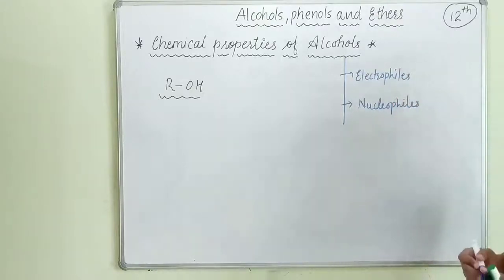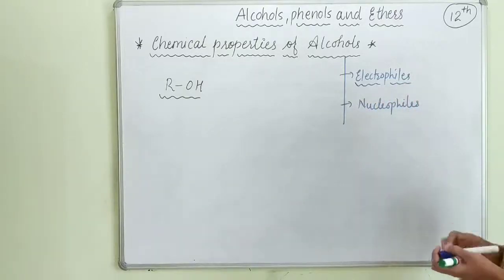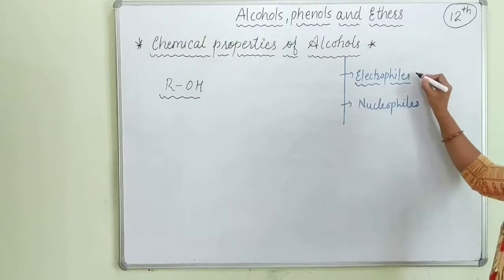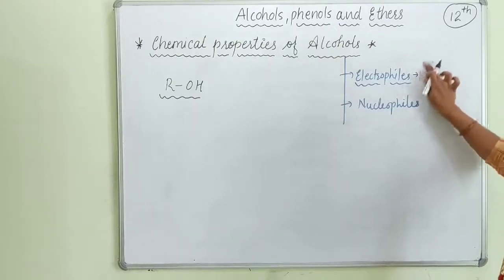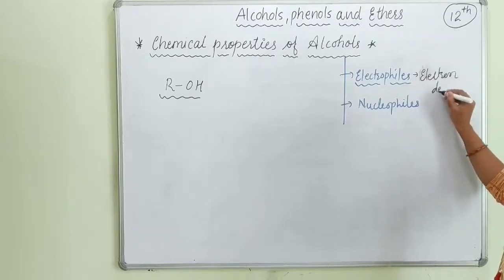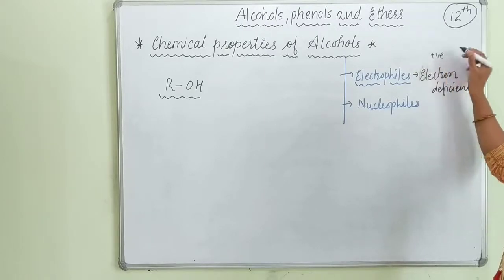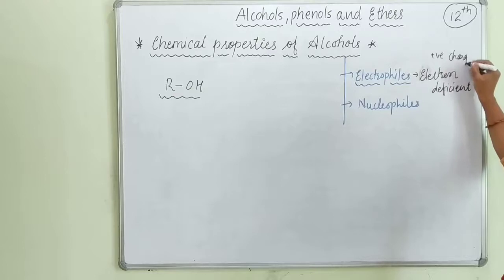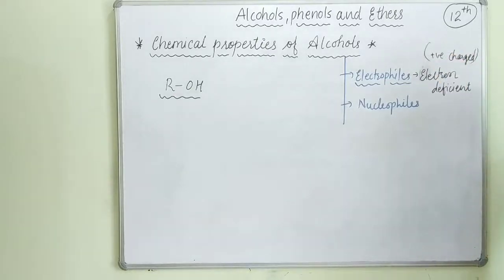Let me tell you, what do you mean by electrophiles? Electrophiles are those species which are electron deficient. We will write here to understand properly, that one is electron deficient, or we can say that it is also positively charged. So they want more electrons, their octet is not complete, that's why they are electron deficient and they want more electrons.